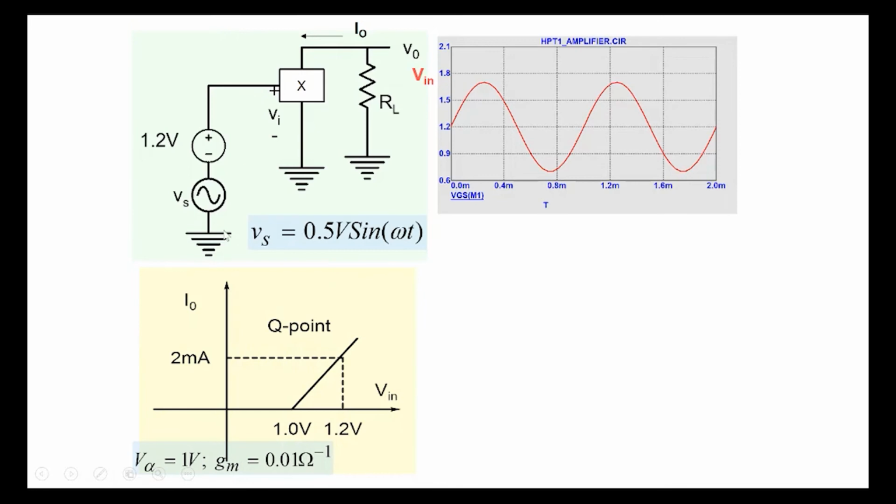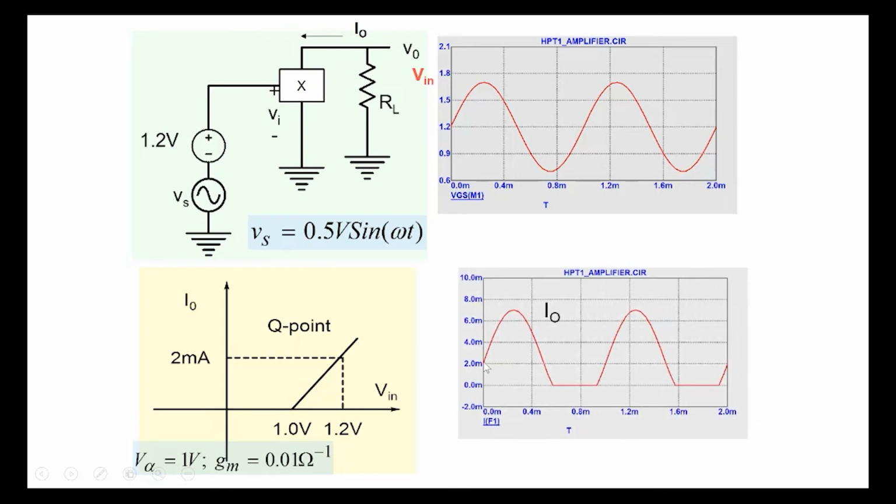Now note that this is the characteristics of my transistor. When we look at the positive cycle, it starts from 1.2 and goes to 1.7, so there is an increasing current flowing, and therefore V0 will also respond in the positive direction. But when you go in the negative direction, starting from 1.2, till 1 volt there is a current flowing here.